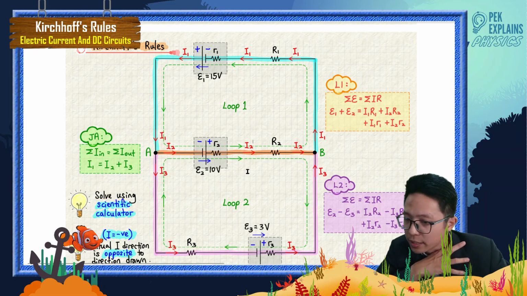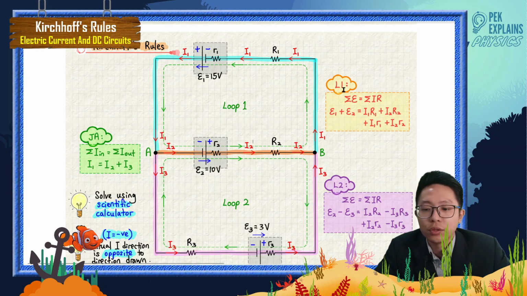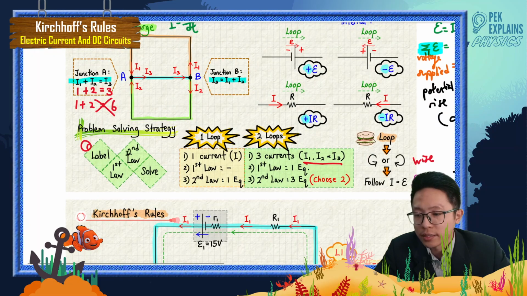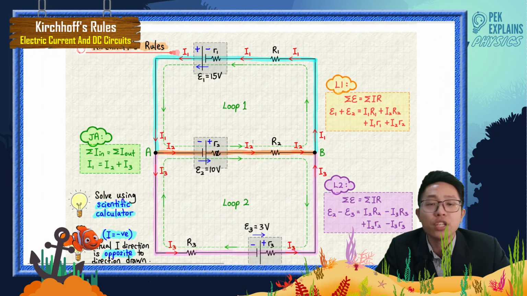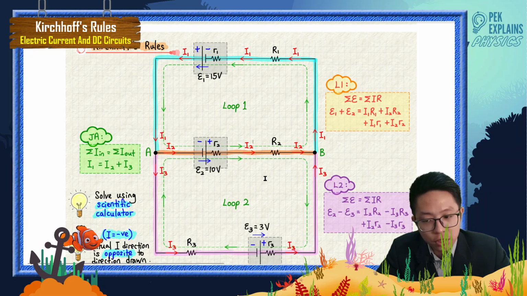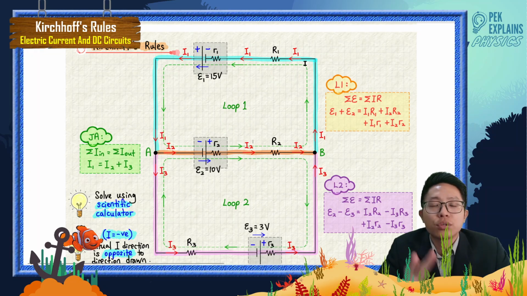Okay, got one equation. Now I need to do the Kirchhoff second law. For Kirchhoff second law, I need two equations. So I have three choices. Either I choose the upper loop, or the bottom loop, or the big outside loop. You just choose any two.